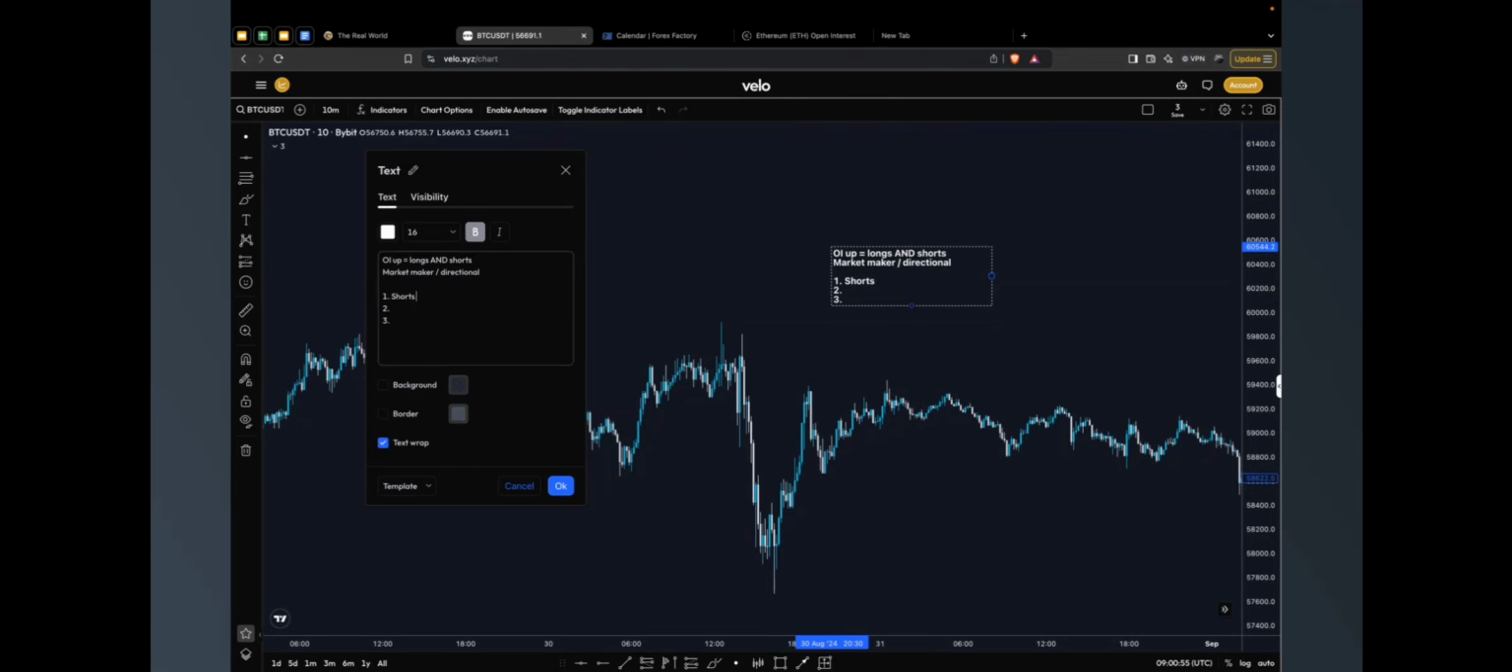So shorts, opening. Longs, buying the dip.